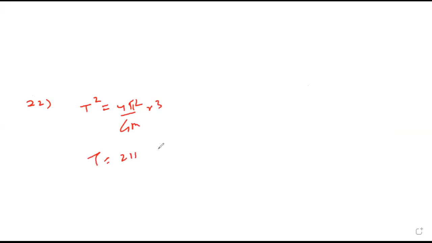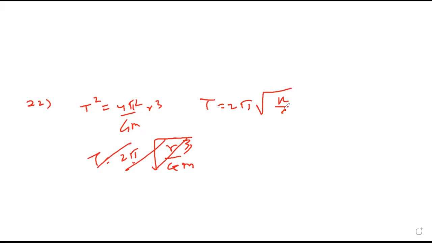Or T equals 2 pi root of r by what? G. Capital R by g, you're telling? No, that is only the typical case if it is orbiting close to Earth's surface. Otherwise, it will be 2 pi root of r cube upon GM. 2 pi root of r by g is only possible if it is orbiting close to the Earth's surface, where r plus h is considered as r.